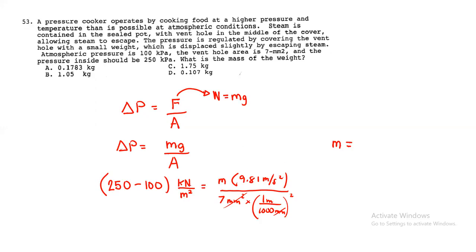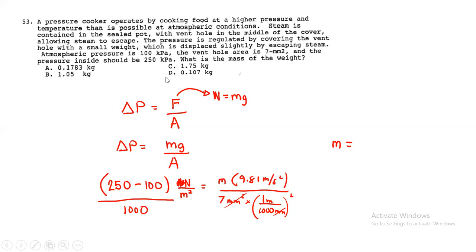Since itong kilonewton per meter squared, i-divide natin to ng 1,000 para maging Pascal, para maging Newton per meter squared siya. Kasi ito, kilogram times meter per second squared is Newton per meter squared din to. So, lalabas dito is Newton per meter squared. Tatandaan nyo, no? Dinivide natin siya ng 1,000 para maging Pascal.